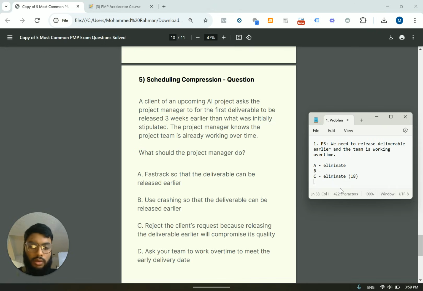And now we're left with D. Ask your team to work overtime to meet the early deadline. So we know that's not possible because they're already working overtime. So eliminate. The best answer here is going to be B. Choose B. Best answer. Okay.